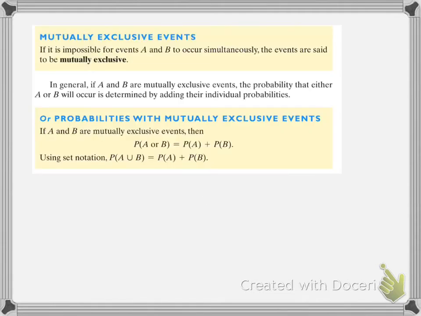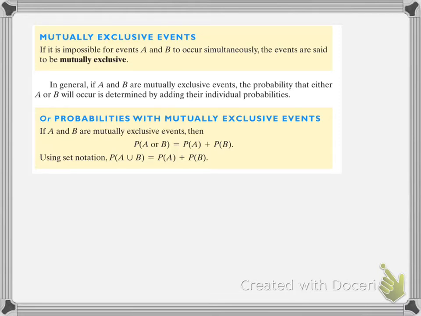All right. Okay, now we're going to talk about mutually exclusive events. If it is impossible for events A and B to occur simultaneously, the events are said to be mutually exclusive. That means they don't affect one another. They cannot both happen at the same time. The obvious example of mutually exclusive events would be I win the game and I lose the game. Those are mutually exclusive events. Okay? I am over 6 foot tall. I am under 6 foot tall. Those are mutually exclusive events.